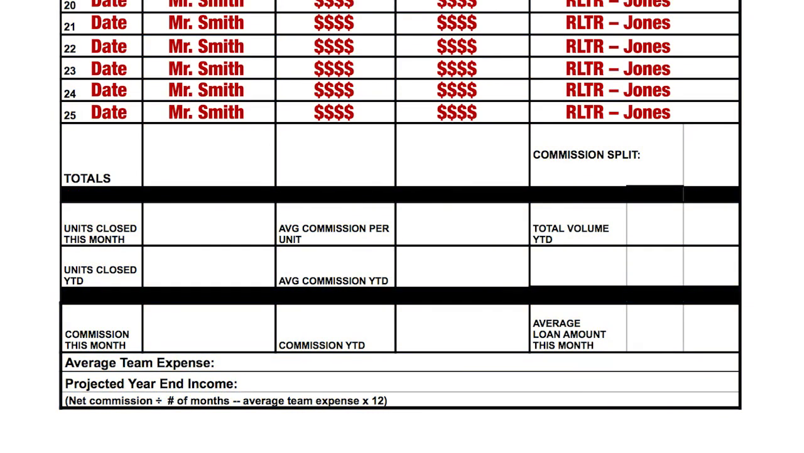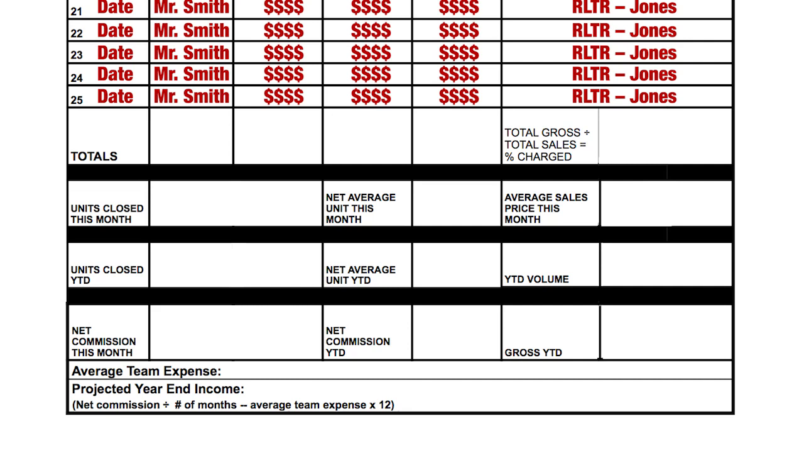Then you're gonna total everything out. You're gonna total the number of closings you had that month. Then you're gonna total the amount of the commission, the total mortgage amount. Then you're gonna put your commission split. How many basis points do you make? Put that in there.